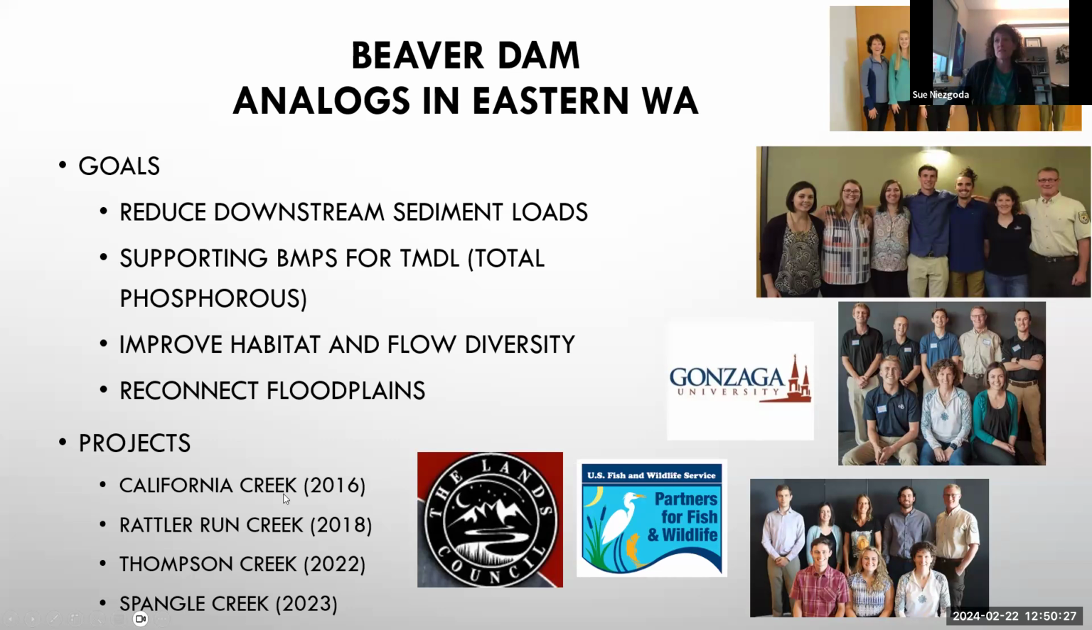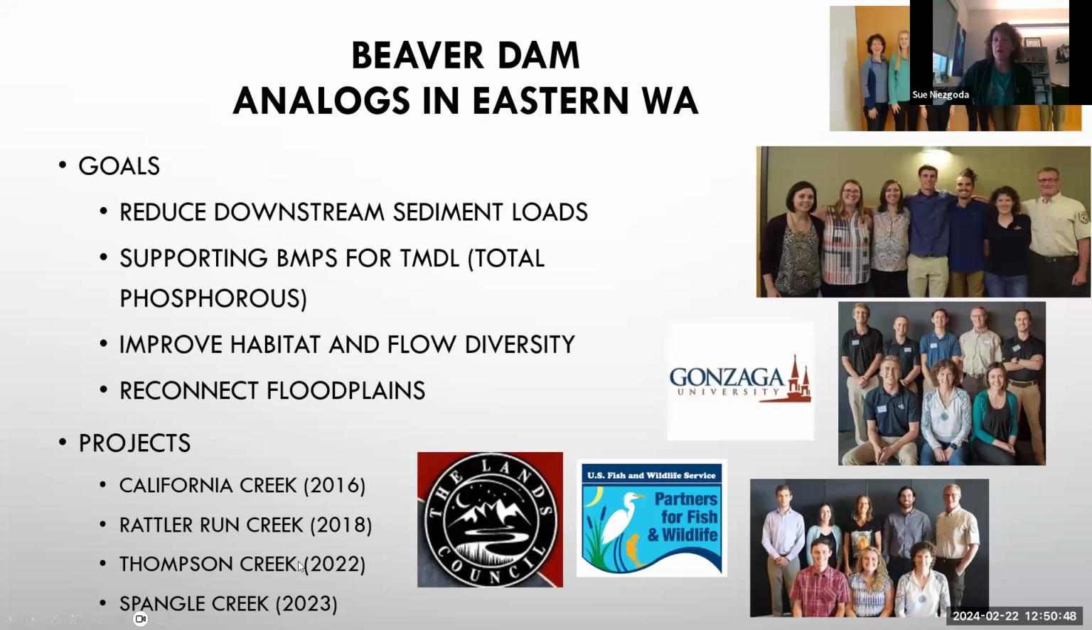Our project started, once again, with a pilot project in California Creek back in 2016. We had another project that actually went through 2 phases in Rattler Run Creek. California Creek and Rattler Run Creek, and also the third one, or the bottom here, Spangle Creek, are all in the Hangman Creek watershed, which is that Palouse draining watershed.